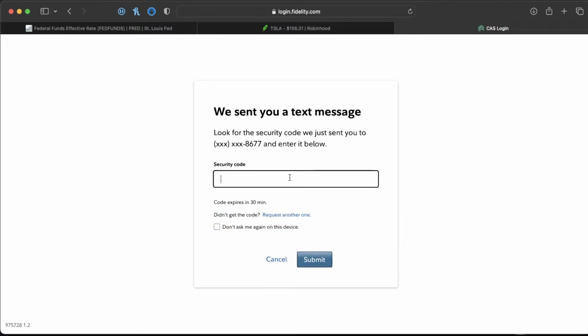God dang it. Why do I have to type in a security code? I just want to see my shares of Tesla.